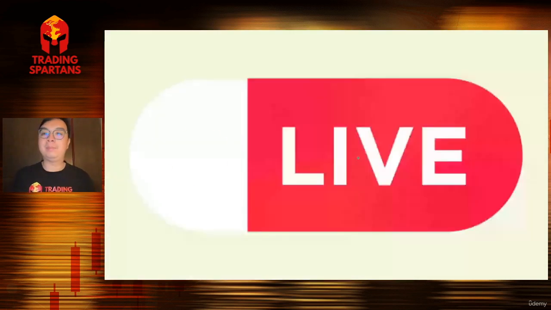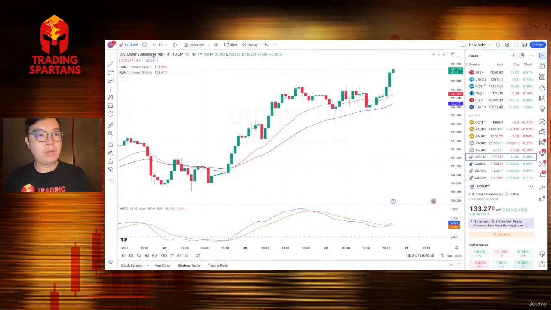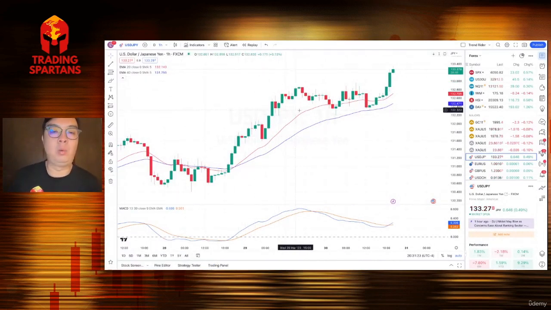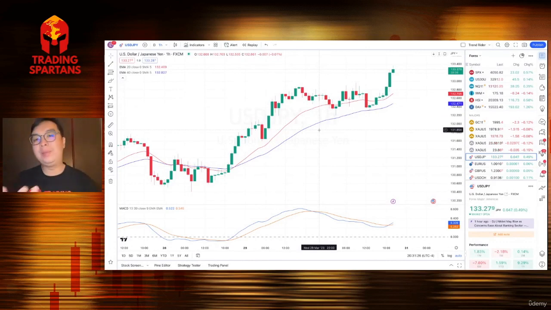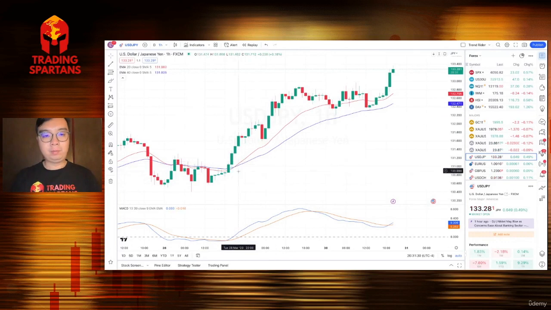Okay, so let's go straight to the live charts to show you some examples of the current trades that are happening. Of course, this is dollar yen. I hope you guys can recognize it: over here it says dollar yen, and the watermark says dollar yen as well. Actually, we missed out on the trade, because you can see that price crossed over here.